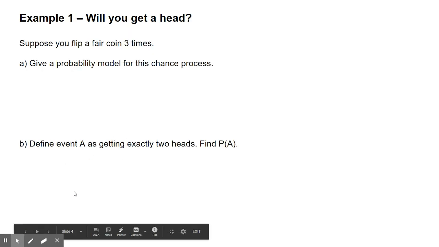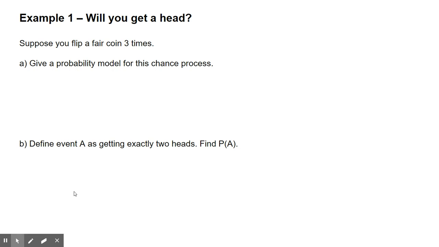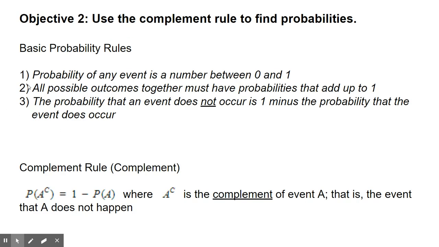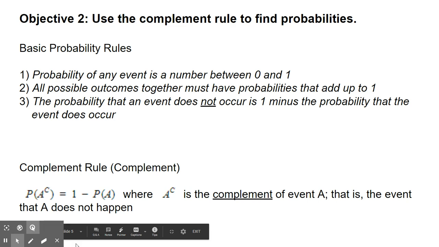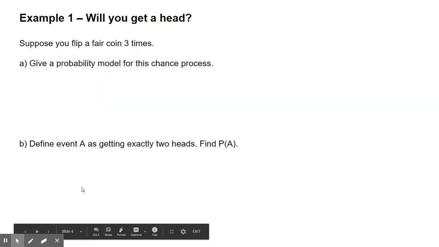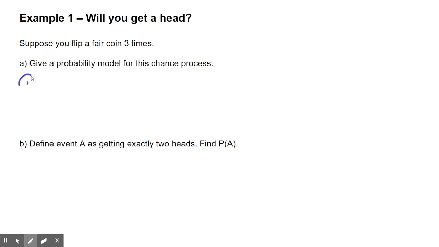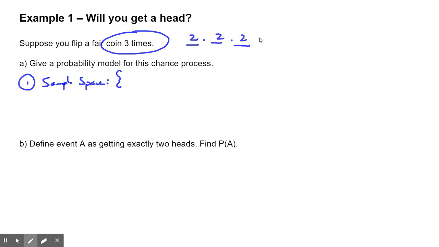Okay, example 1: suppose you flip a fair coin 3 times. Give a probability model for this chance process. There are 2 parts, right? The first part of a probability model is the sample space. I'm just going to list out the letters, because it's good to go systematic. If I'm tossing 3 coins, there are 2 sides to each coin. 2 times 2 times 2 is 8. There will be 8 total possibilities.